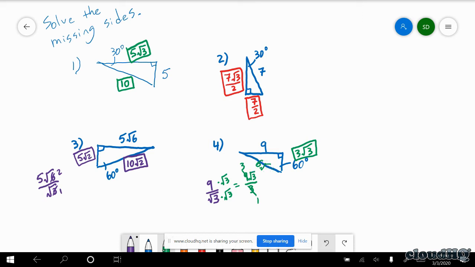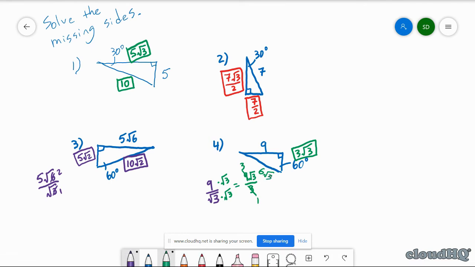It's a little hard to read. Let me try that. Okay, there we go.